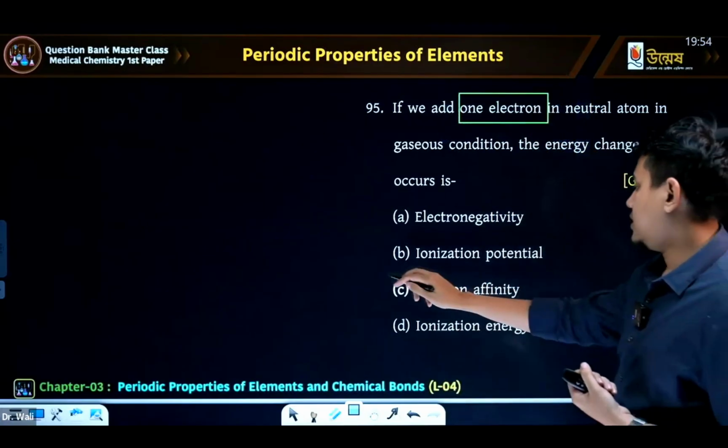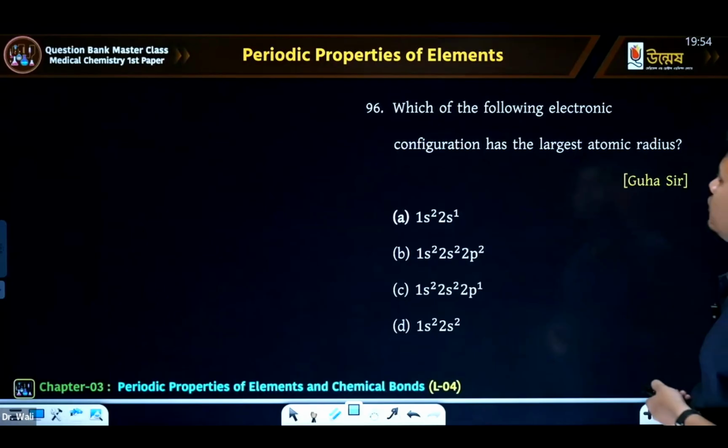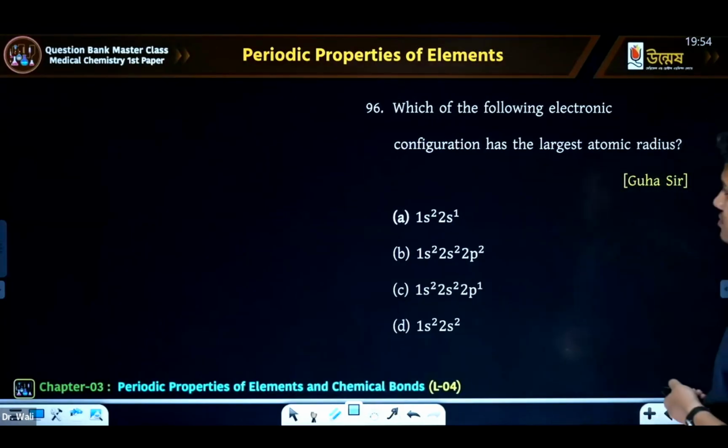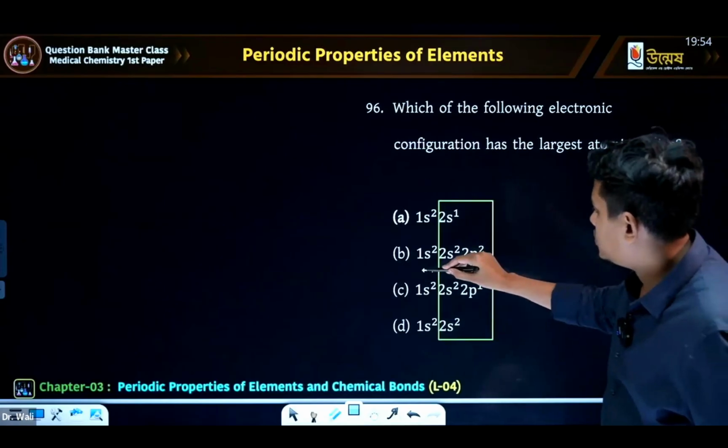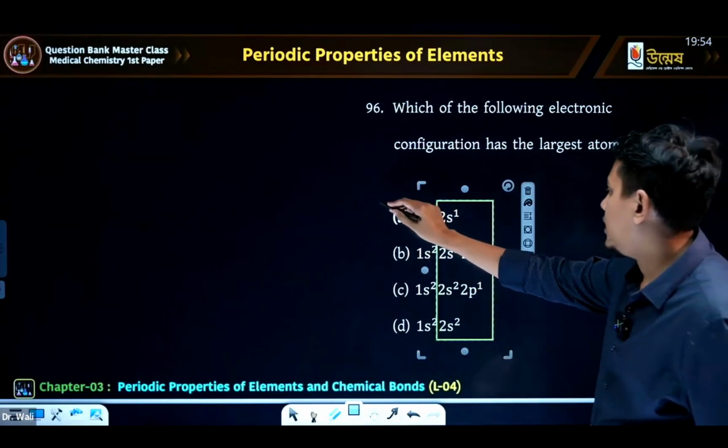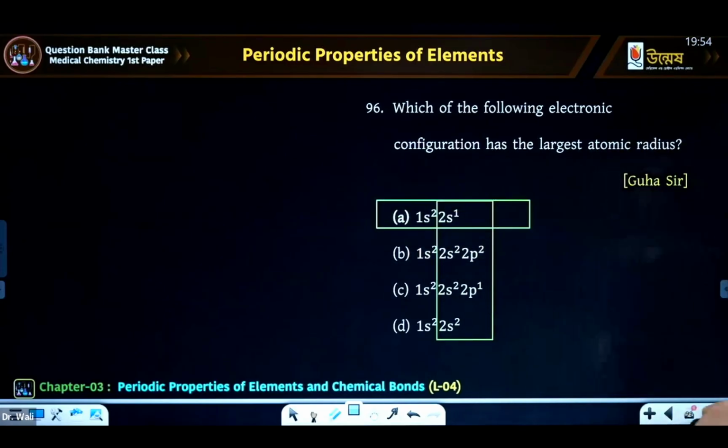That's how we say electron affinity. Which of the following electronic configurations has the largest atomic radius? Certainly the left one, of the same period. All of them are located in the second period. So the left one, which is option A, is the correct answer.